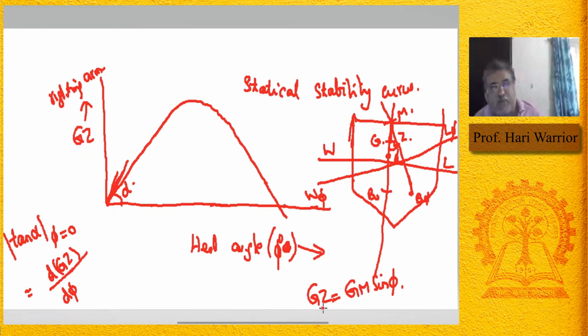You have to remember these things are true only for very small angles. A small angle is something less than 5 degrees, probably about 5 to 10 degrees. Beyond that you have to find some other way of doing it. So we'll take this dGZ by d phi.